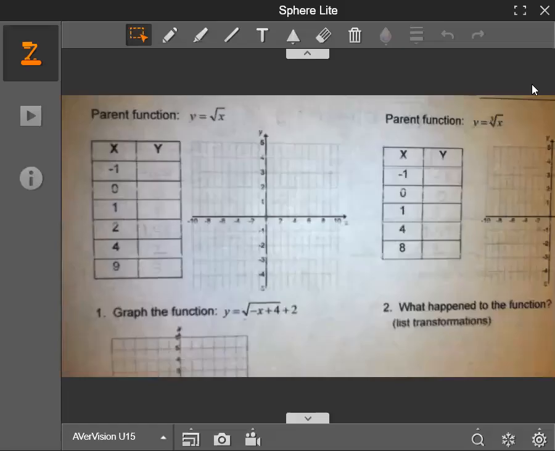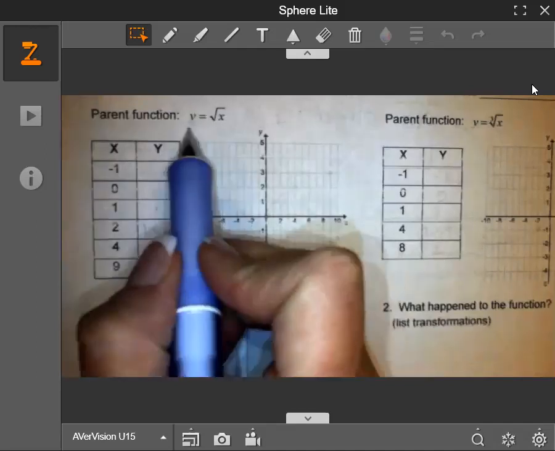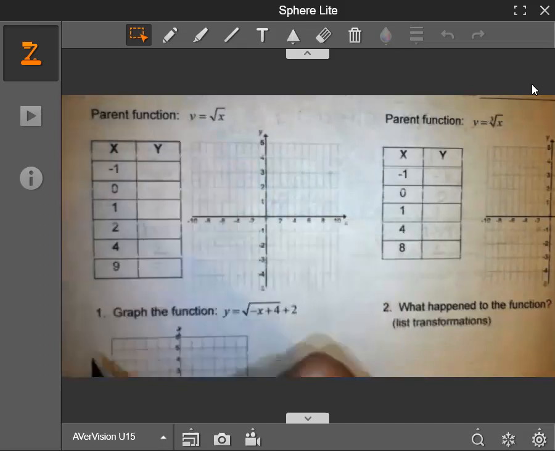All right, today we're going to go over transformations of radicals. And in order to do that, I want to go ahead and refresh your memory on those parent functions that we talked about at the beginning of the year. So the function this time is the square root. So this is y equals the square root of x. That's going to be our parent function that we work with.